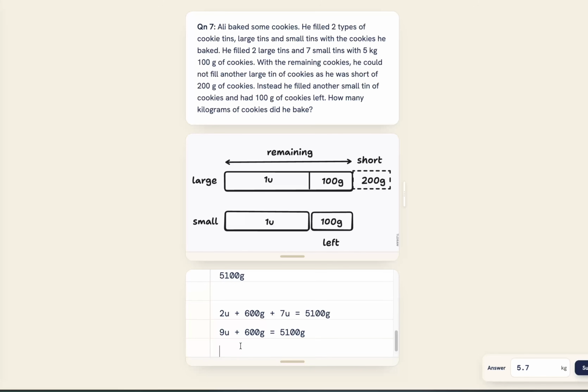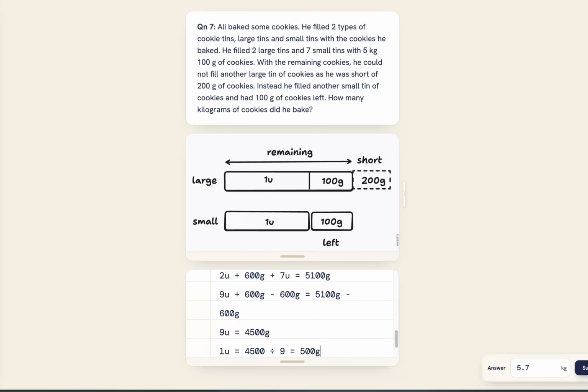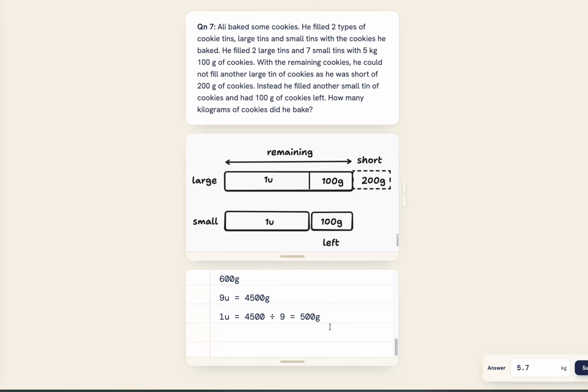We can minus 600 on each side, so we minus 600 grams on each side, as what you see over here. And then this will then be equal to 9 units equal to 4,500 grams. 1 unit will be 4,500 divided by 9, and this will give us 500 grams. So we know that 1 unit is equal to 500 grams. So question is, how many kilograms of cookies did he bake?